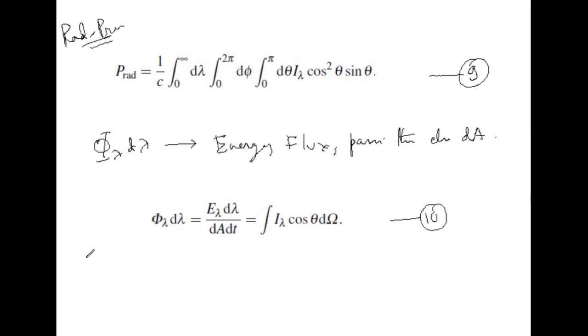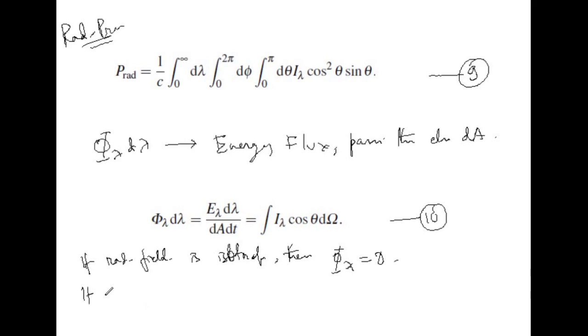Now if the radiation field is, again I am saying, isotropic, then what? Then you see this phi lambda, this one, equals 0. Therefore, if we want a non-zero flux of energy through the surface, I lambda must be a function of theta.